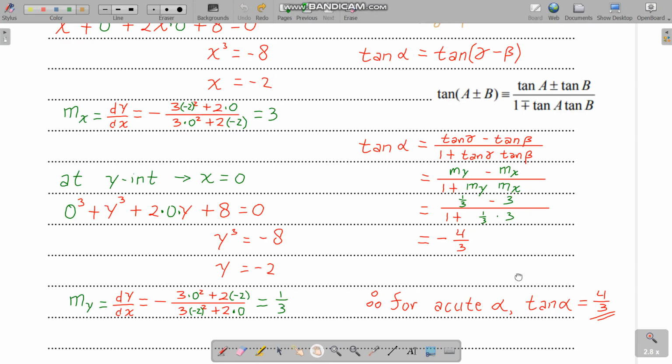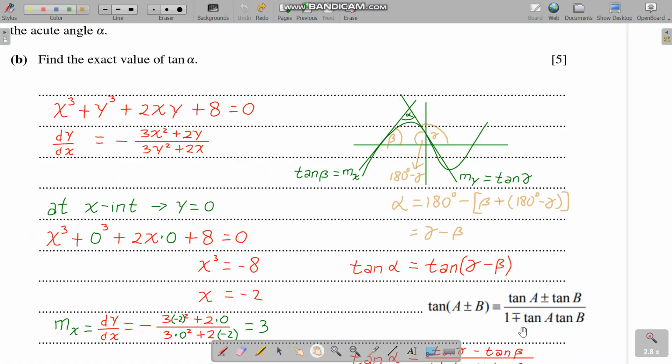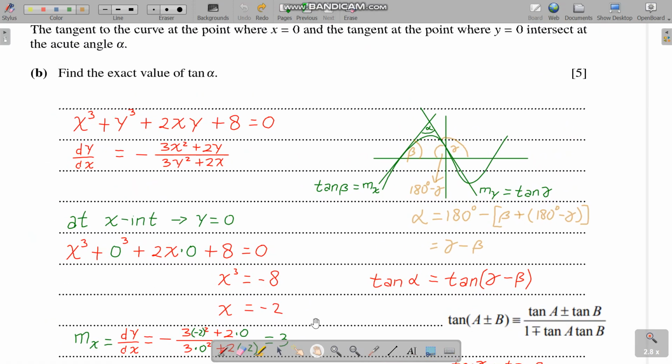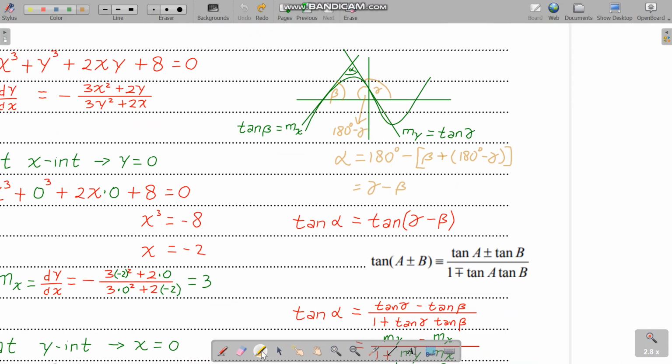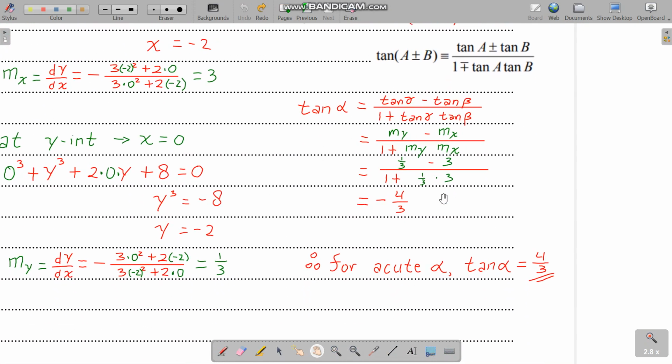In case you are wondering why it is negative, the question says the acute angle. Since we have no idea of the shape of the curve and the tangents, if we do it this way, we might get the obtuse angle, which is just 180 minus the acute angle. So if we're looking for the tangent, just use the absolute value, the positive value, to get the acute value of tangent. Okay, so the final answer is positive 4/3. Alright, that's it.